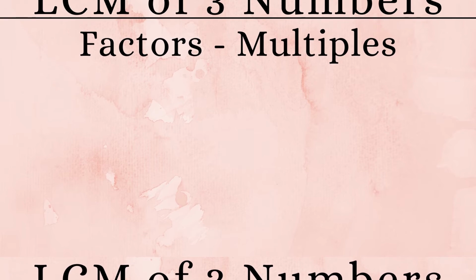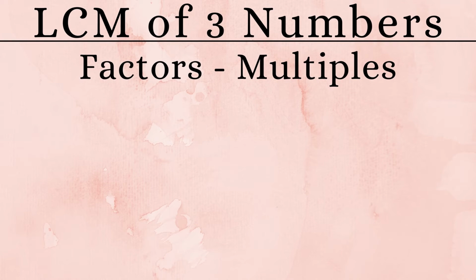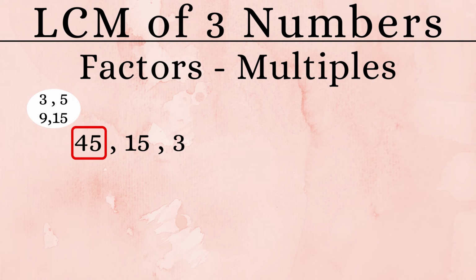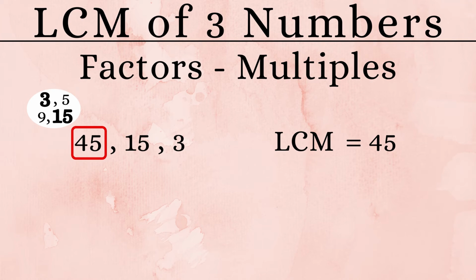Next, let us try to find out the LCM of three numbers using their factor and multiple relationship. First example, 45, 15 and 3. Now, we first mark the largest of the three numbers. In our case, 45. Now, when we list down the factors of 45, we can find that the other two numbers, 15 and 3, are also factors of 45. So, our LCM becomes 45.